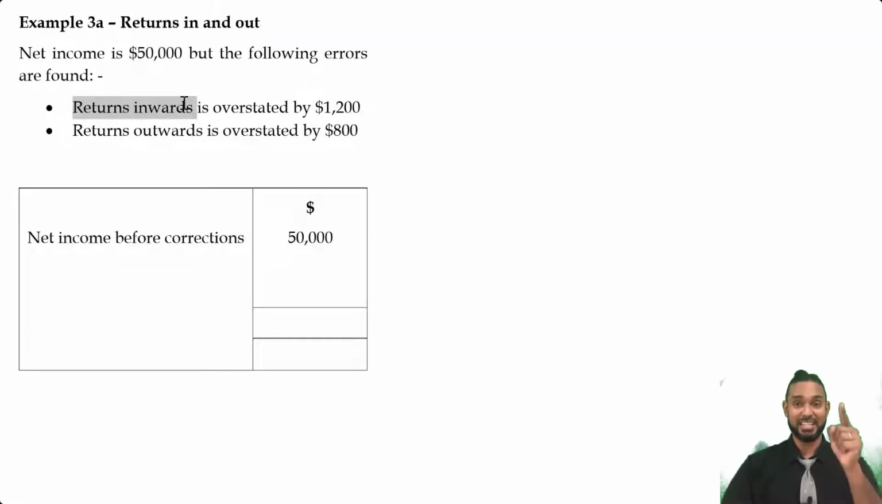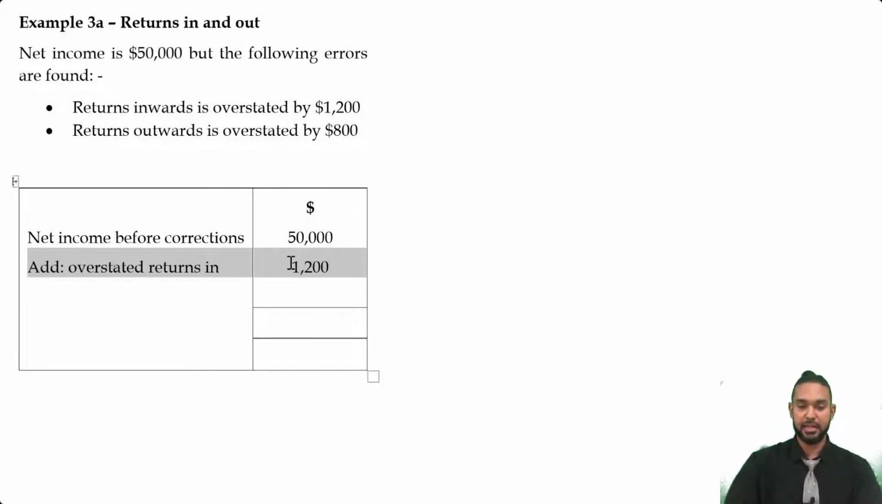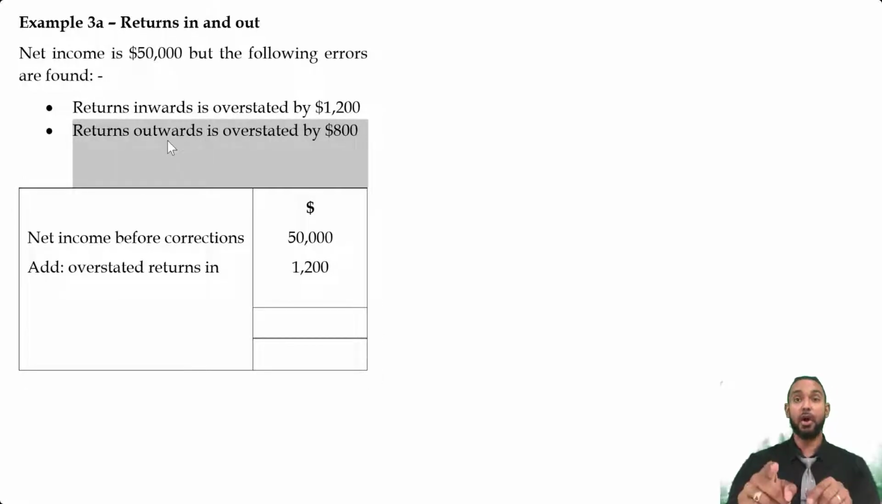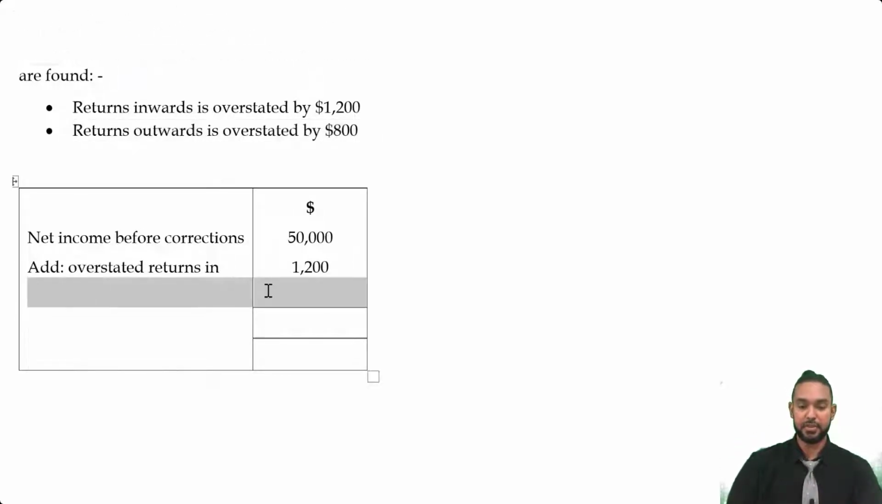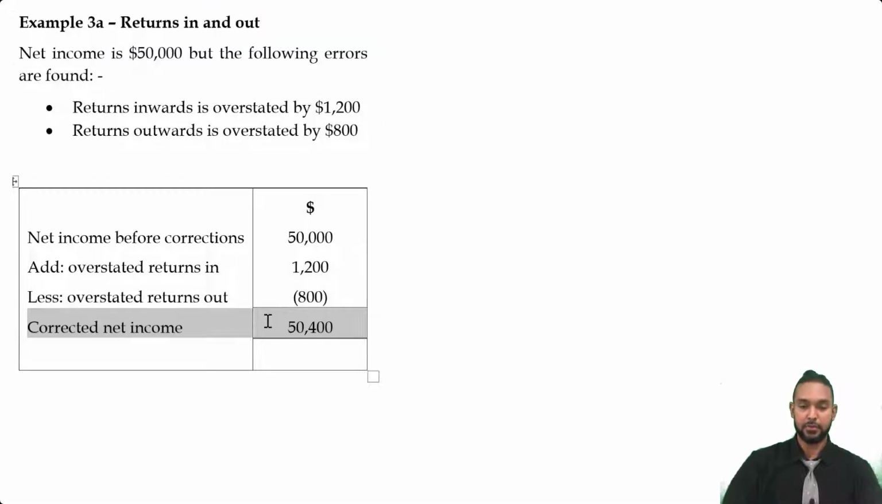So returns in behaves like an expense. If an expense is overstated, it's too high, and when we correct it, it comes down. And when expenses come down, profit goes up. So we're going to have to add that item, that overstated amount for returns in. If returns out is overstated, returns out behaves like a revenue. It is not a revenue, it behaves like one in the context of the income statement. So if it's overstated, it's too high. When we correct it, it's going to come down, which means profit is going to come down too, because they move in the same direction. So we're going to have to subtract that item here, right? And of course, we're going to end up with a corrected net income, which is slightly larger than the initial one.